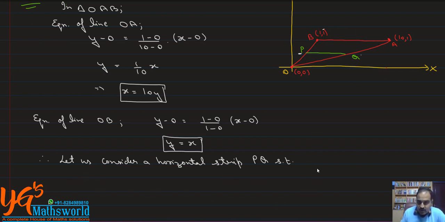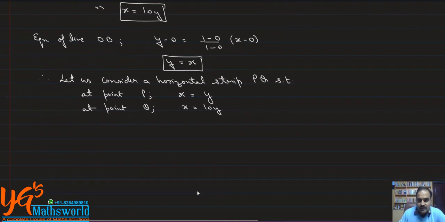Now let us consider a horizontal strip PQ such that at point P, what is the value of x? At point P, that is on line OB, the value of x is y. And at point Q, the value of x will be 10y. So that means x is varying from y to 10y.